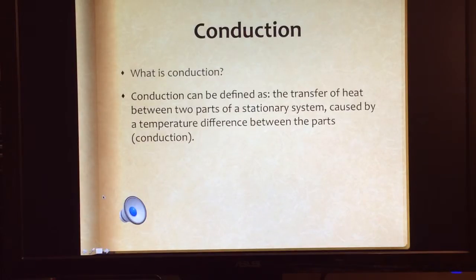Okay, so the second term to be discussed is conduction. And our first question, as with convection, is what is conduction? Well, conduction can be defined as the transfer of heat between two parts of a stationary system caused by a temperature difference between the parts.